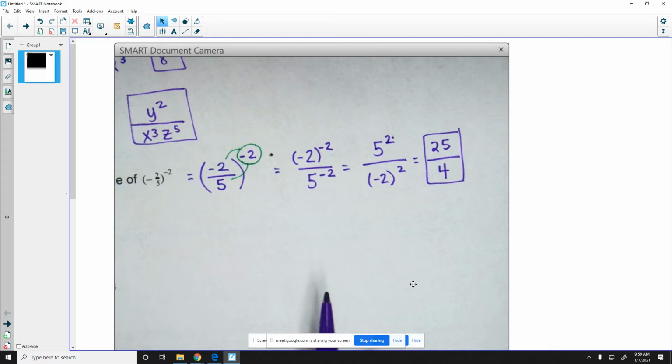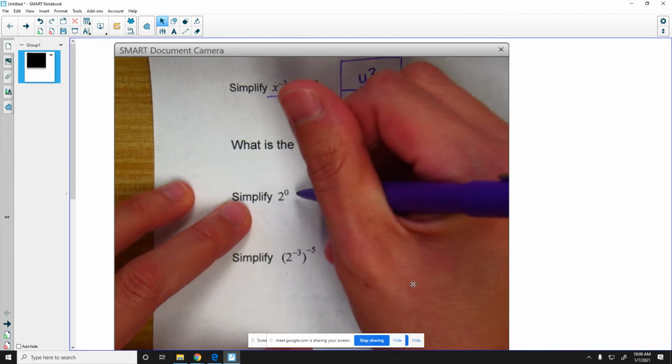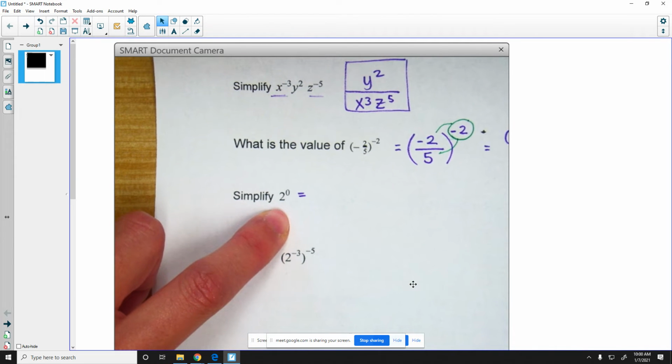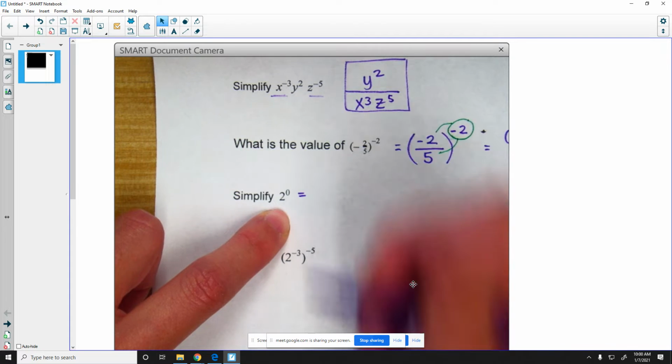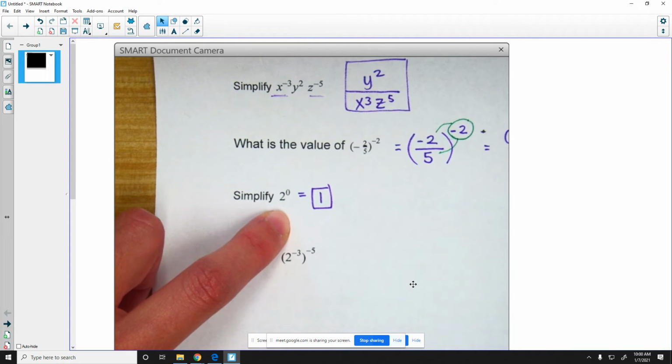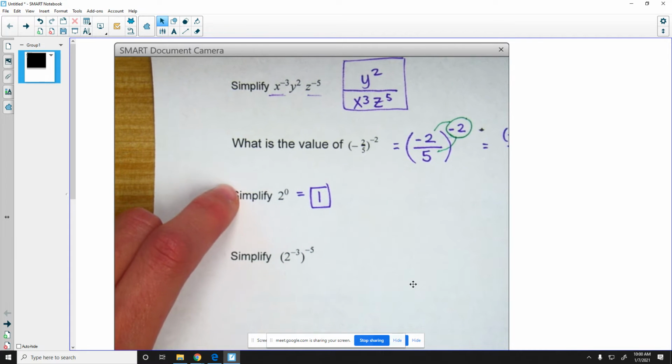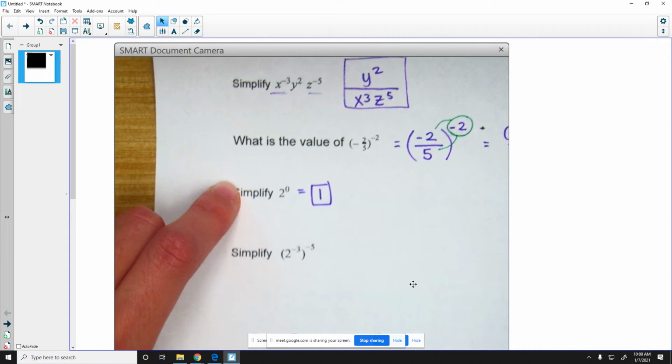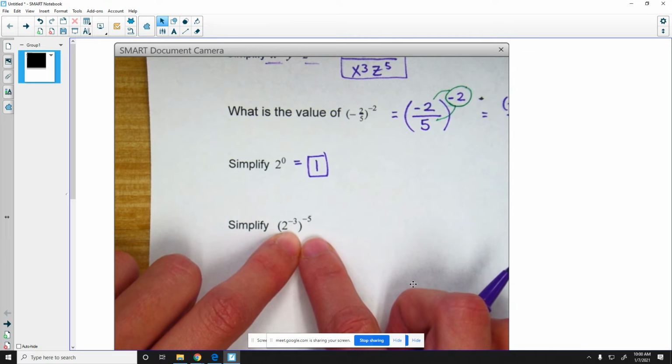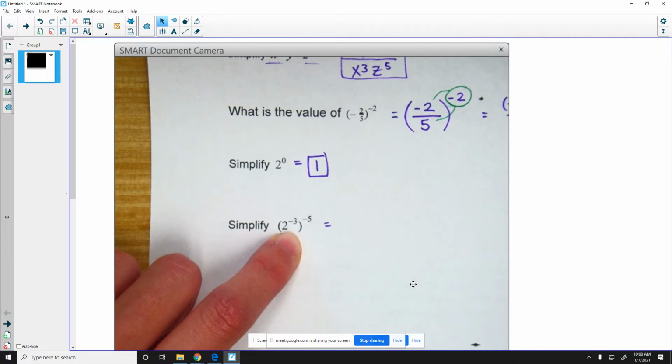Okay. Next one. I feel like we've forgotten. Anything to the 0 power equals 1. Good. Thank you. So many people still want to say 0. 1. Anything to the 0 power just always equals 1. Just don't forget. Okay. Last one of this assignment before we go to the next assignment review.